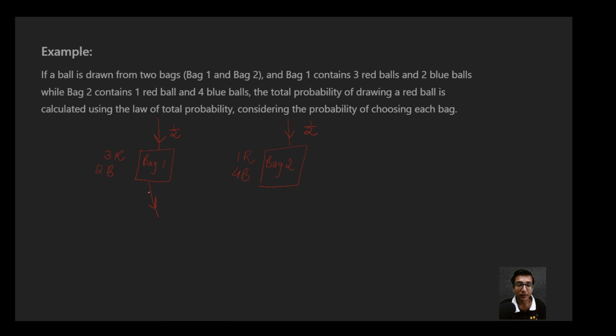Now after going in, I have to choose a red ball. How many total balls are here? 5. And how many red balls are here? 3. That means my probability of choosing a red ball once I'm in bag 1 is 3 by 5. And what is my probability of choosing a red ball once I'm inside bag 2? It is 1 by 5, because 1 red ball is here and a total of 5 balls are here. So what would be my total probability of choosing a red ball? It would become 1 by 2 into 3 by 5 plus 1 by 2 into 1 by 5.